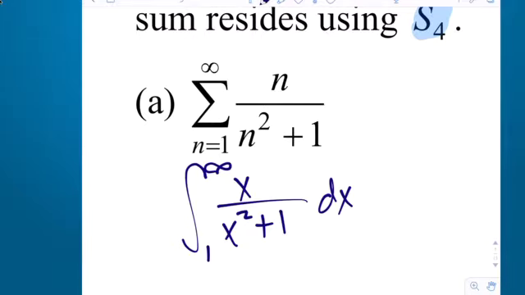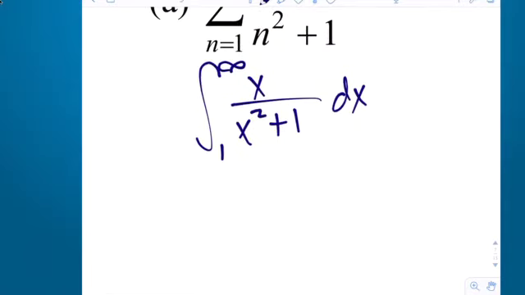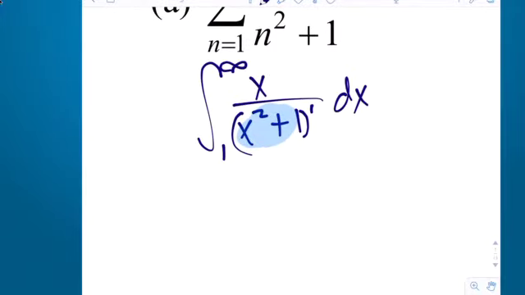Is x over x squared plus 1 positive for all values of x greater than 1? Yeah, it is. So let's go ahead and find the antiderivative. Your inside function is x squared plus 1. Its derivative is 2x. We get the x in the top. We're off by a 2, so we have a correction of 1/2.